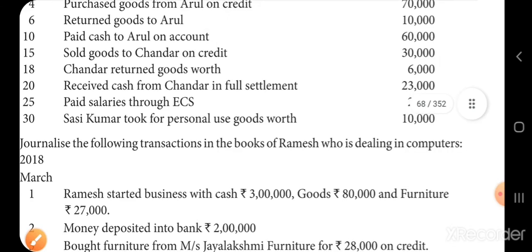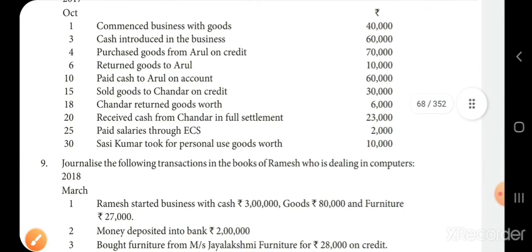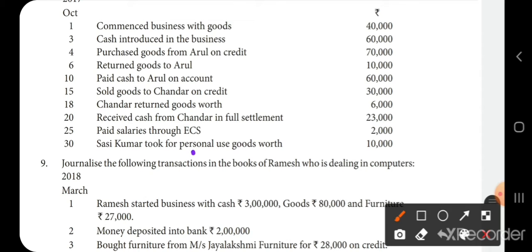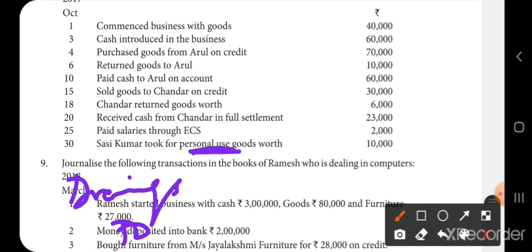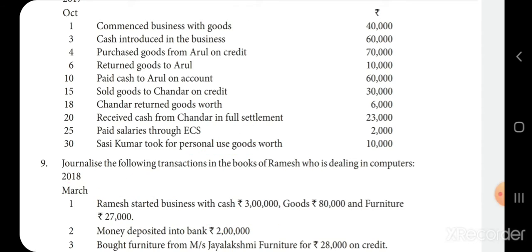The next one, Sasikumar took for personal use goods worth 10,000. Personal use means what? Drawings. Drawings account debtor. He is not taking cash. If he is taking cash, you will write drawings to cash. He is taking goods. That means you have to write purchases. So drawings account debtor to purchases, amount is 10,000.